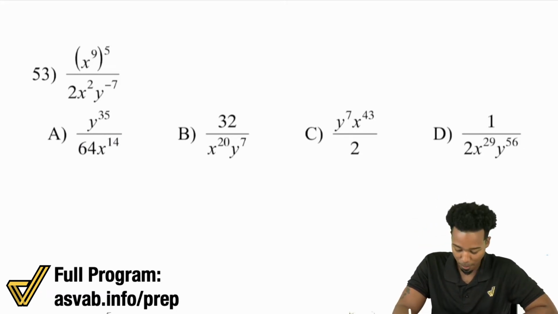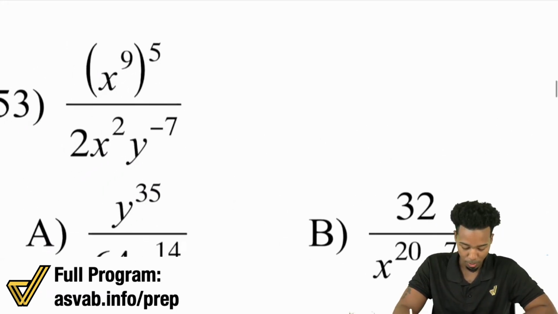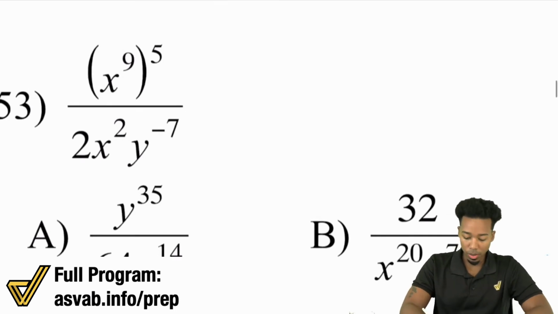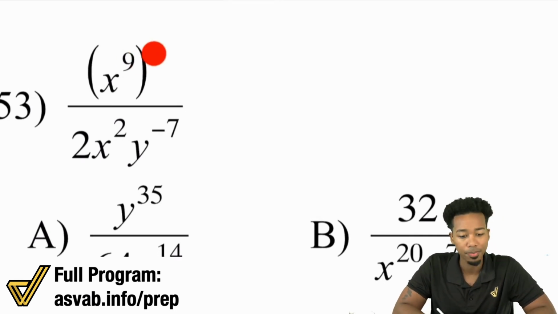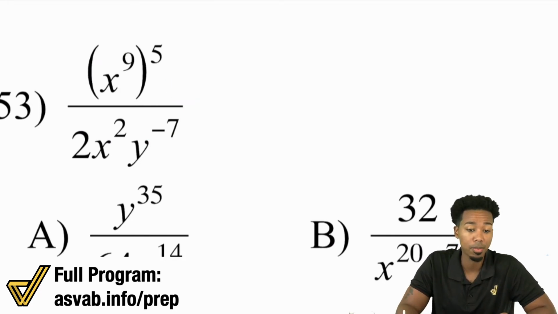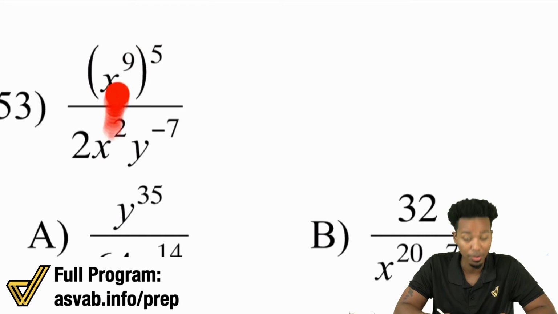So 53, my party people. Let's go. Let me zoom in. I immediately notice that we have a power to a power right here. Also, I notice we have a y to the power of negative 7. I can move that to the top to make that a positive 7 by using that negative power law of exponents. So with that said, once I do this, it looks like we'll have a quotient law.